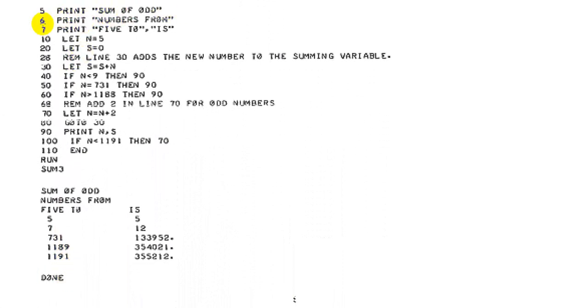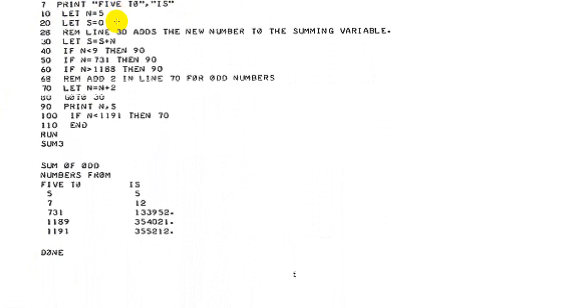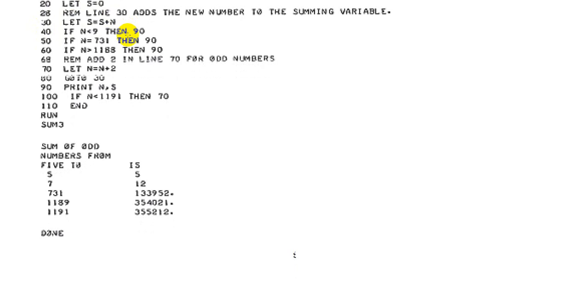Five. Print the sum of odd digits. Six. Print digits from. Seven. Print 5 to 15. 10. Let n equal as follows. 20. Let s equal as follows. 28. Print line 30 adds the new digits to the summation variable. 30, let s equal s plus n. 40, if n is less than or equal to 9, then do 50.